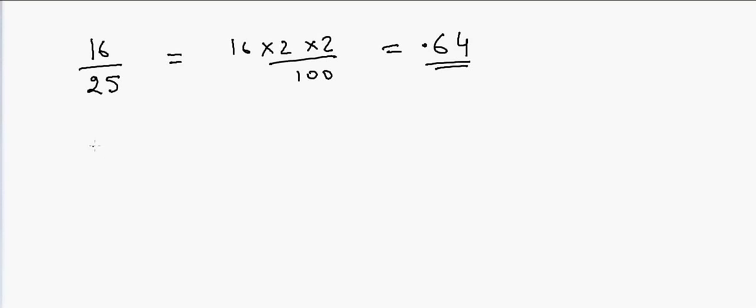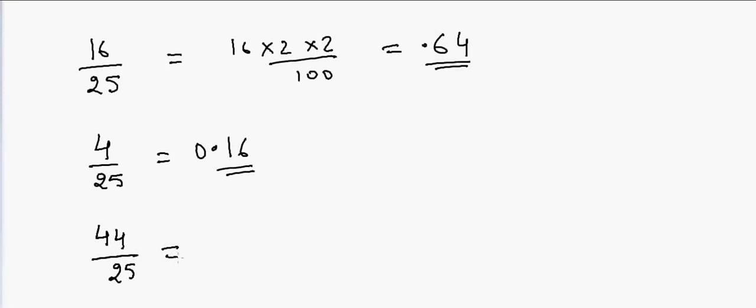Again, if I have 4 divided by 25, so that will be equal to 4 into double of 4, which is 8, and double of 8 is 16. So 0.16. Another example is if I have 44 to divide by 25. So 44 into 4, that's what we have to do. 44 into 2 is 88, and 88 into 2 will be equal to 176. So the answer will be equal to 1.76.